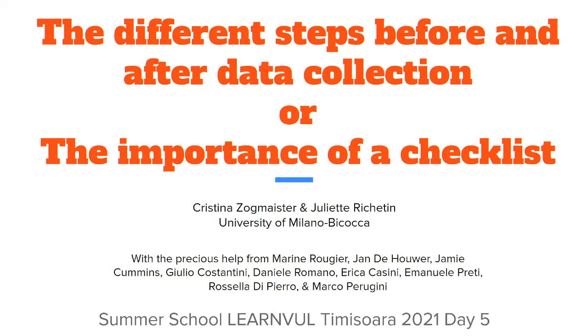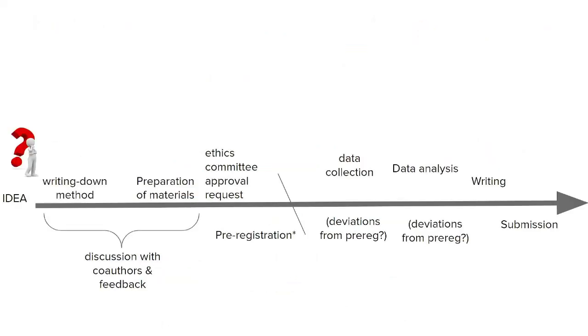So the idea was to go through the different steps very quickly, before and after data collection, or the importance of a checklist. It's very important to have in mind what you need to do for each step. So when you have a research project, you have an idea, and then the idea would be to write down the method, the preparation of materials, and all these steps. So we're going to go through all these steps.